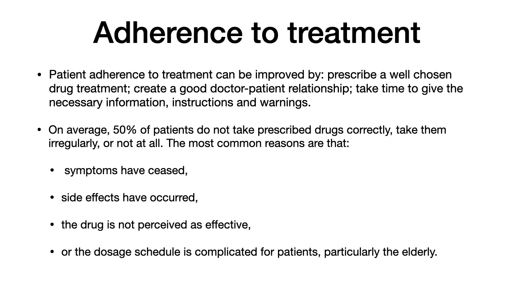Patient adherence to treatment can be improved by prescribing a well-chosen drug treatment, creating a good doctor-patient relationship, and taking time to give the necessary information, instruction, and warning to the patient. On average, 50% of patients do not take prescribed drugs correctly, or sometimes they take them irregularly or not at all. The most common reasons are: symptoms have ceased, side effects have occurred, the drug is not perceived as effective, or the dosage schedule is complicated, especially for the elderly.